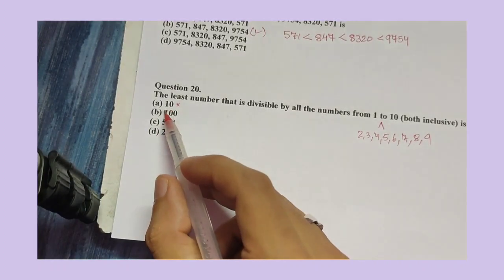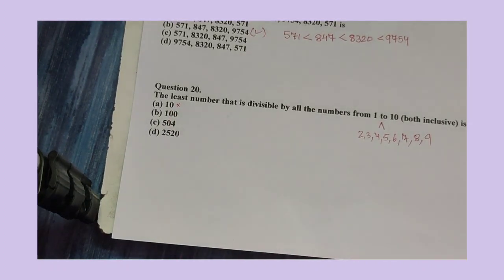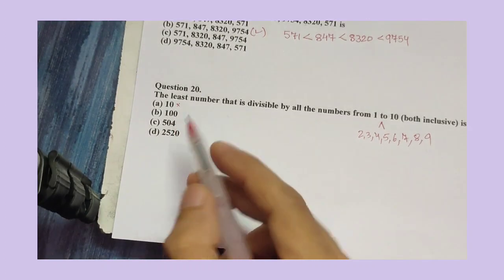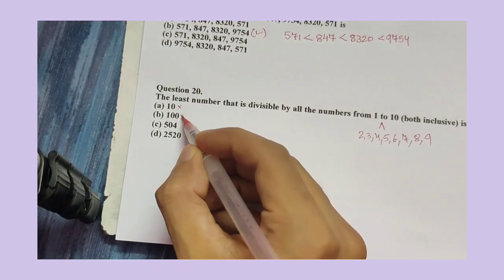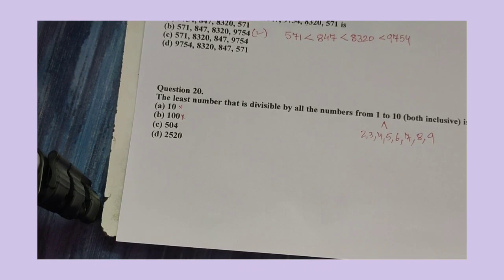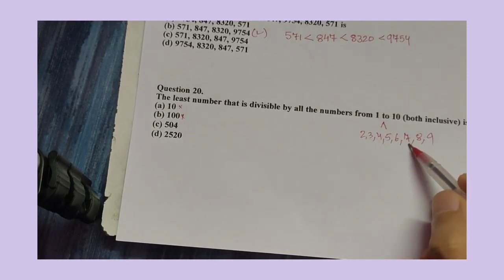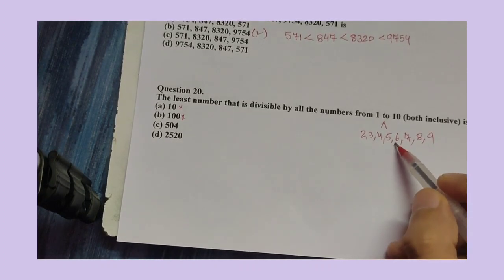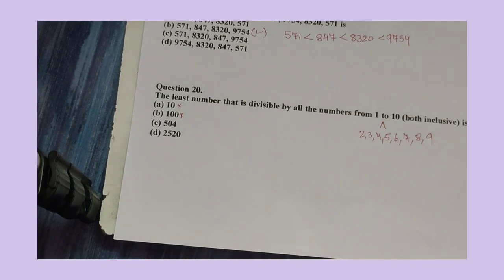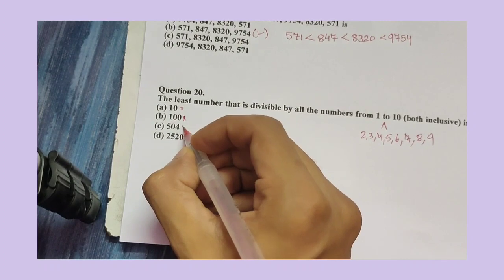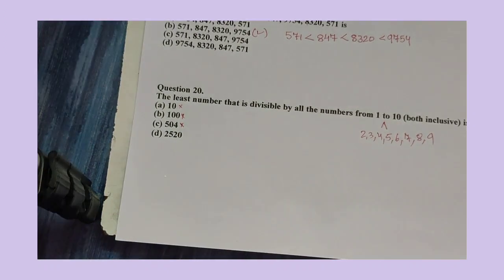Now the number 10 is there. So 10 will not be divisible by 3 because 10 doesn't come in the table of 3. Then we will be moving with the number 100. I also reject this. Why? Because 100 is not coming in the table of 7 or 9 or 6. Okay. Now next coming with the 504. Okay, what happens with the 504? This value again is rejected.